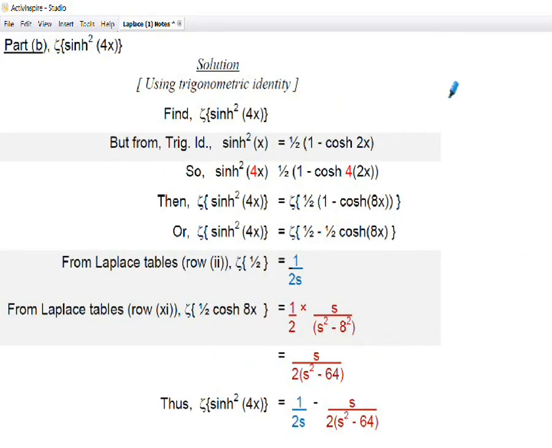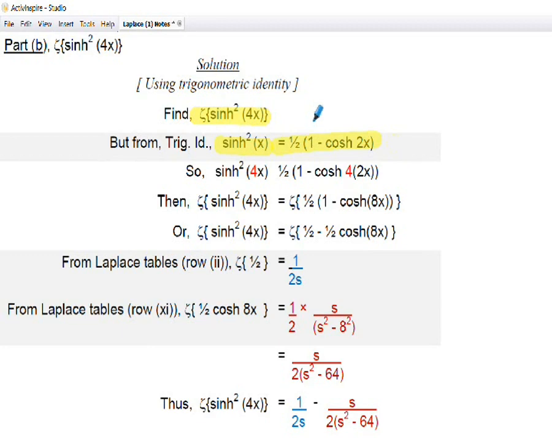Here we've got a trigonometric identity. Again, this is a sine function, so a very similar approach for part B. We're now asked to find the Laplace of the sine squared 4x function, and again we don't find a sine squared function in our Laplace table, so it's a non-standard form. So I'm bringing in the trig identity for sine squared x, which can be written as equal to a half, 1 minus cos 2x.